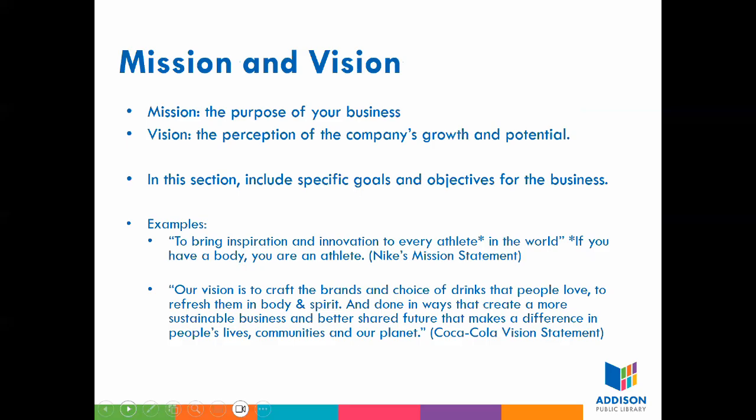So after the executive summary, you're going to have your mission and vision statements. So the mission is the purpose of your business, and the vision is the perception of the company's growth and potential. So in this section, you're going to want to include specific goals and objectives that your business is going to have. It can include where you see the business growing in 5 years or 10 years, or how you would want to do that. And then having those milestone marker goals for that section as well.